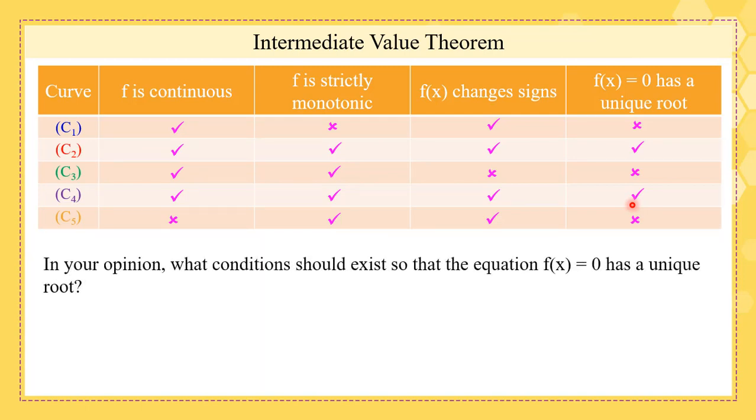Let's see the question. In your opinion, what conditions should exist so that the equation f of x equals 0 has a unique root? Well, to have a unique root, as you see here, f should be continuous and strictly monotonic, and f of x should change signs.